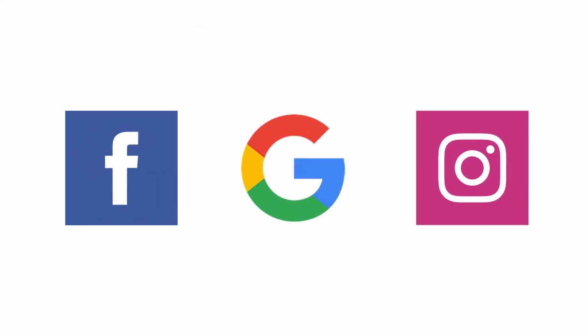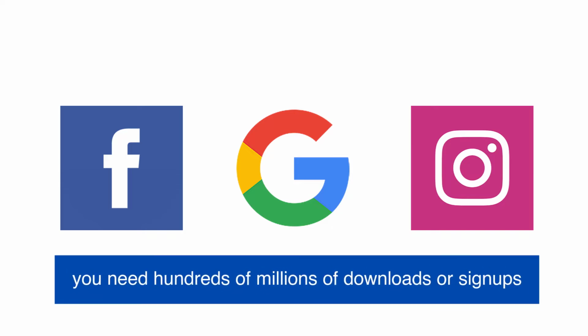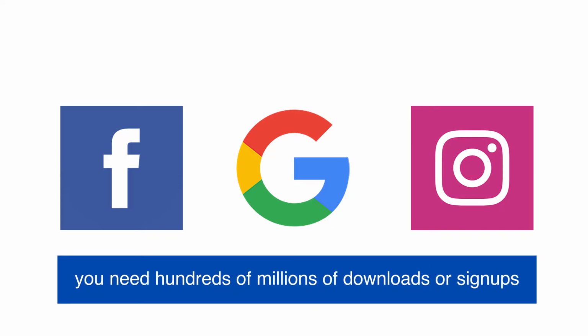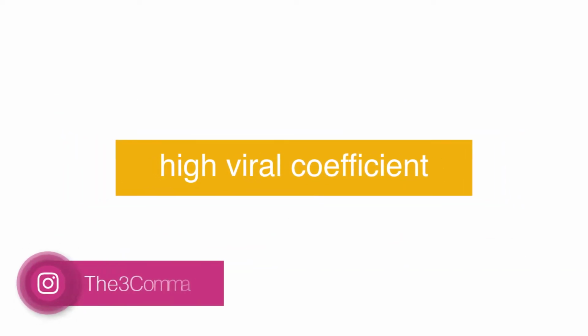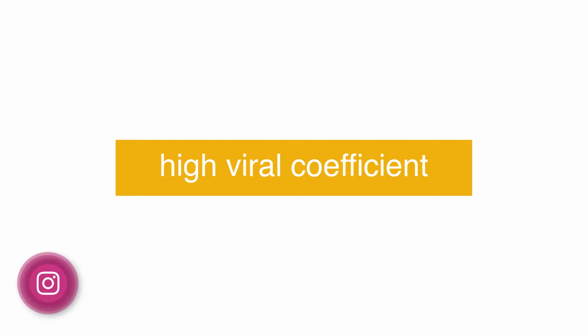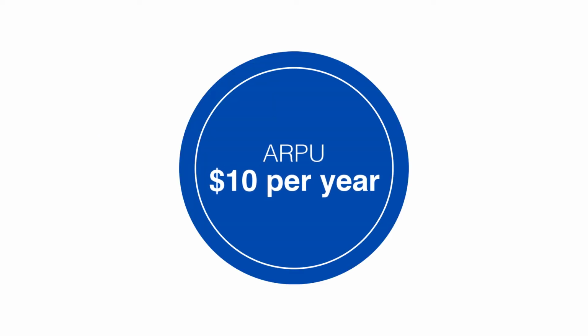A product like Facebook, Google, or Instagram. That means you'll need hundreds of millions of downloads or signups, which requires an insanely high viral coefficient inside your product. So if you are building a product for this customer segment, make sure that your product has a high viral coefficient.